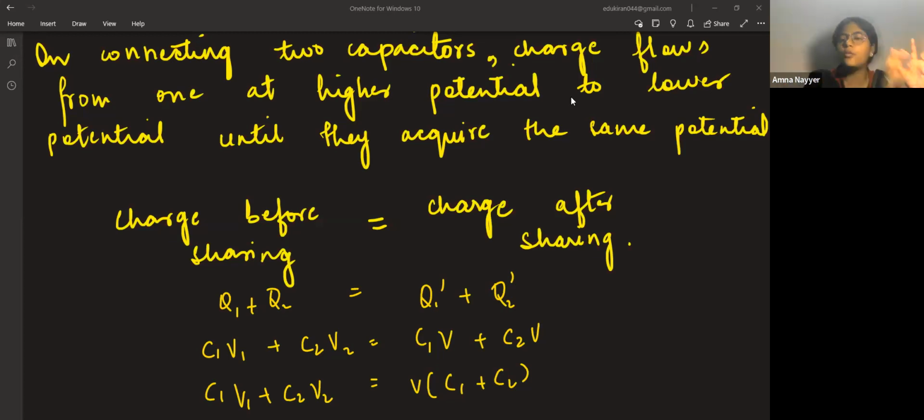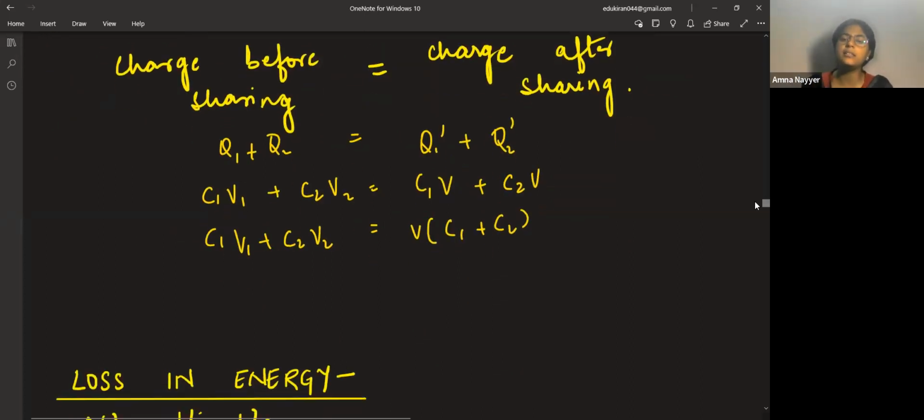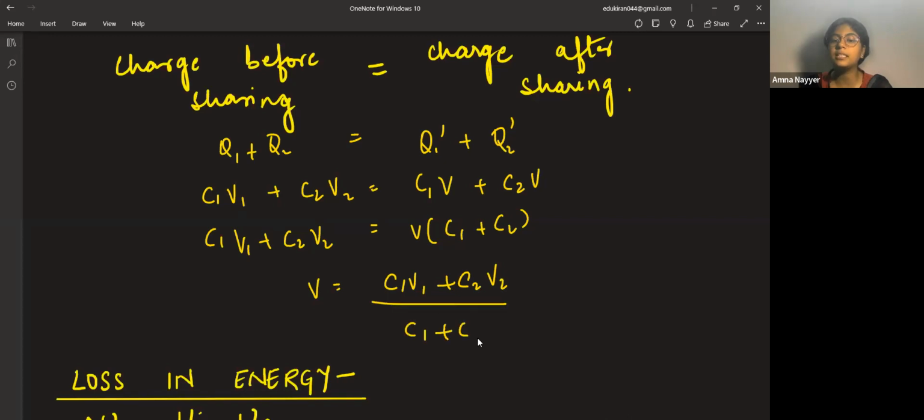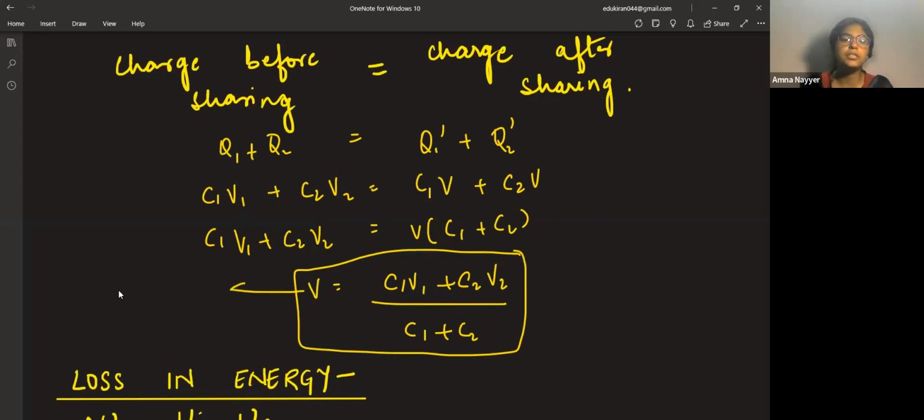So we can say charge before sharing is equal to charge after sharing. That is Q1 plus Q2, which were before sharing, and Q1 prime plus Q2 prime, the new ones, they are the same. So I've just put their values: C1V1 plus C2V2 is equal to C1V plus C2V, which we have written initially. From here we can take V common. So what is the formula of common potential? V equals C1V1 plus C2V2 divided by C1 plus C2. This is the formula of common potential.